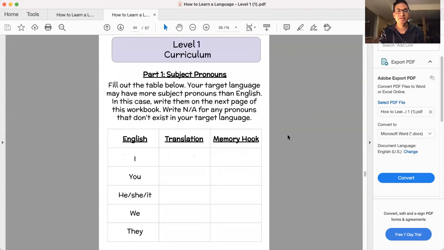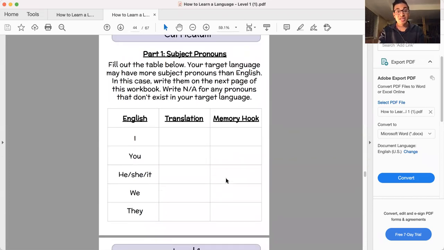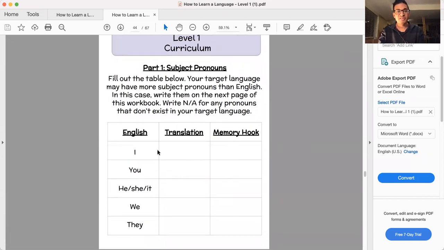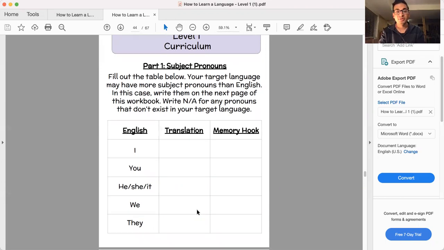So I've put a little table here where you can fill out the subject pronouns in your target language. Probably your best bet here is to speak with your tutor or your language exchange partner. Of course, as I said before, you can YouTube it first or Google it first and get an initial idea of what the subject pronouns are, and then just get it corrected by your tutor or your language exchange partner.